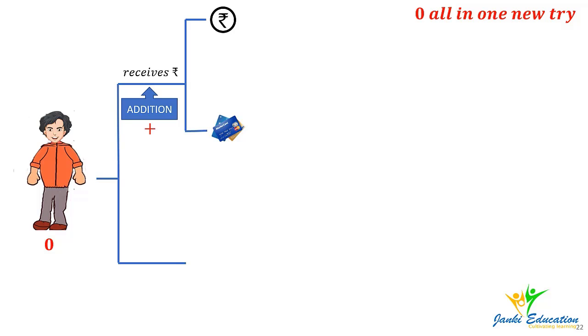Receiving means addition. If he is receiving, we are going to add that. Rupees is always positive, that we have seen. Now zero, the person is not having anything. When rupees are earned, then definitely he will result in a man with wealth, fortune, and it is positive, right? So how will we show this in mathematical language? Zero plus positive is equal to positive.